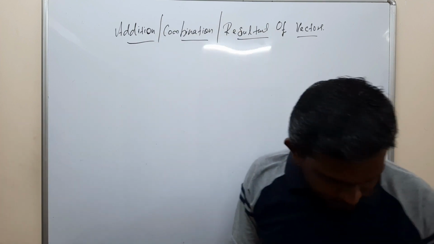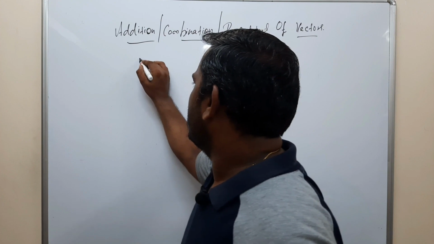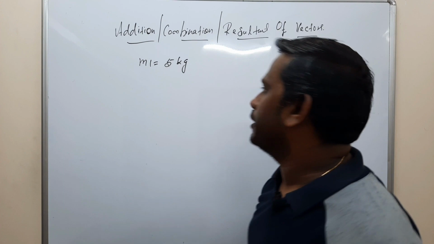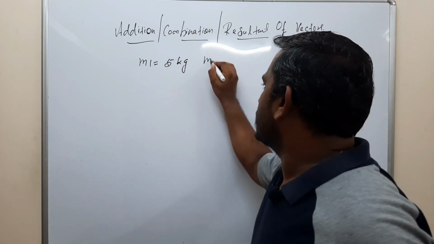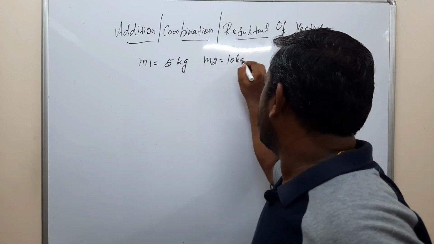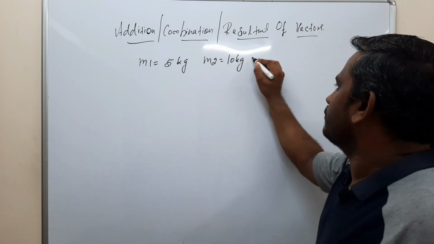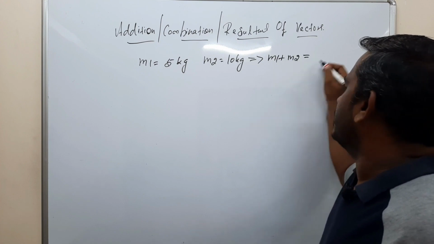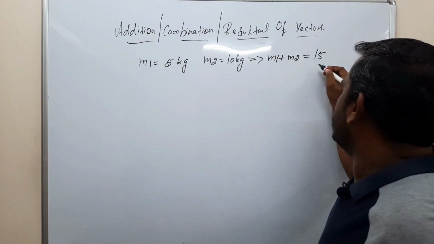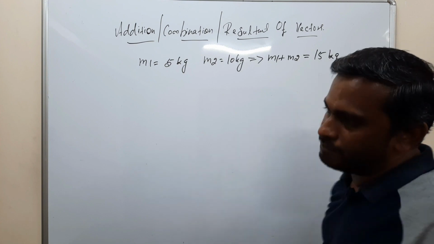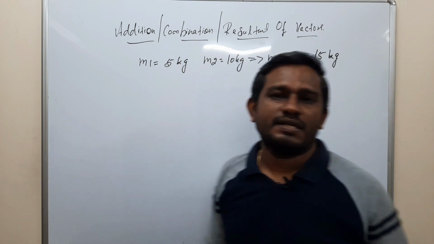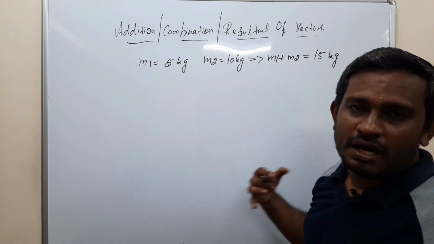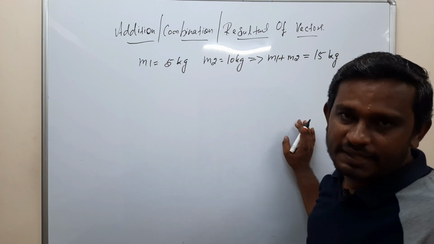Suppose m1 is equal to 5 kilogram and m2 is equal to 10 kilogram. What is m1 plus m2? Definitely we can write 15 kilogram, because mass is a scalar quantity. So ordinary rules of algebra can be applied for scalar addition.